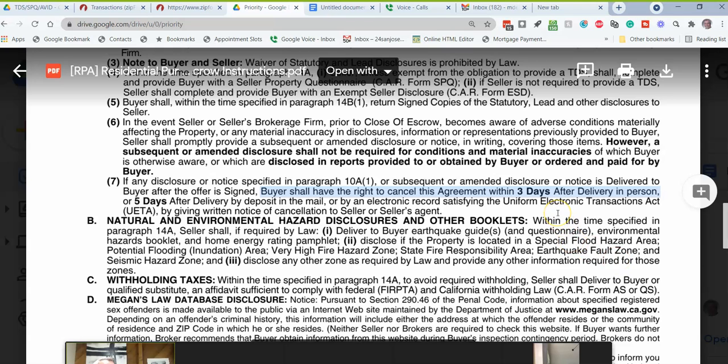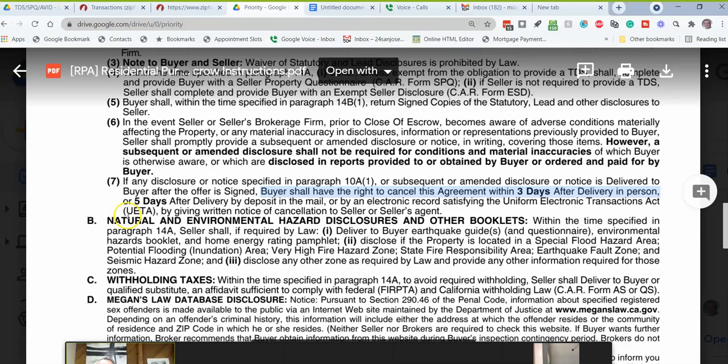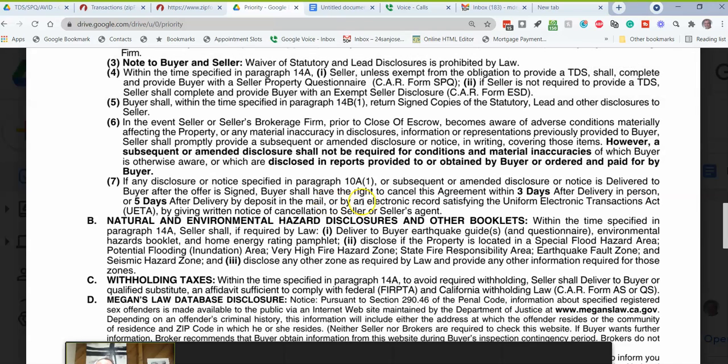Do people read their email all the time? Every 15 minutes are people checking their email? Not even real estate agents. Believe me. Some do. Or 5 days after delivery by deposit in mail or by an electronic record satisfying this by written. So anyhow, that email, 5 days.